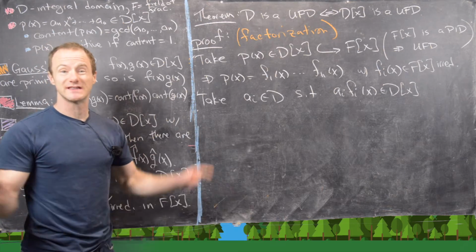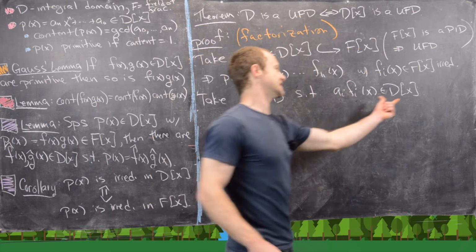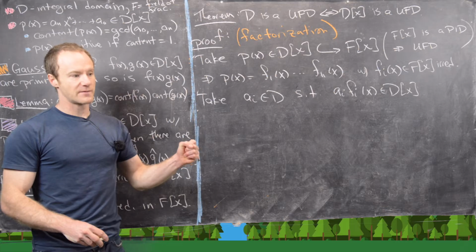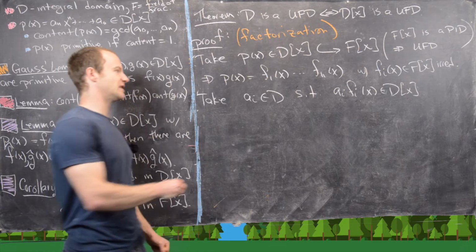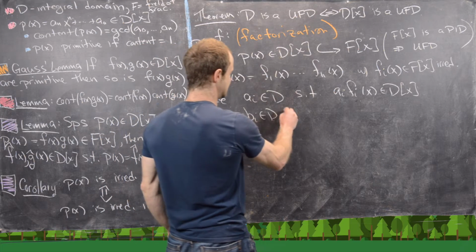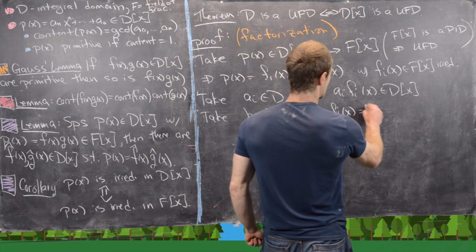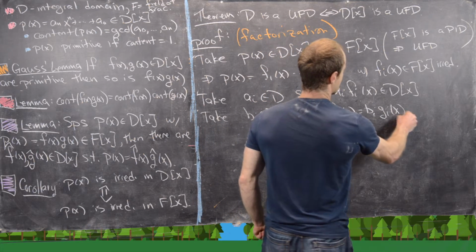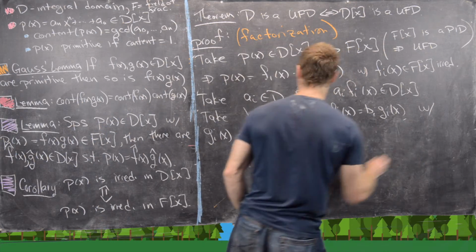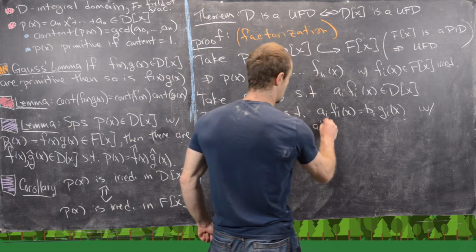Okay, but now we can do the same kind of thing we did with the last proof, and that is, since this is inside D adjoin x, it is equal to something from the integral domain times a primitive polynomial. So again, we'll take b_i in D such that a_i f_i of x equals b_i g_i of x, where the g_i of x in D adjoin x are all primitive.